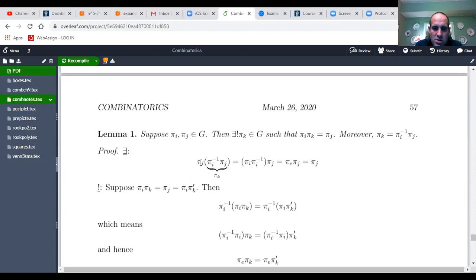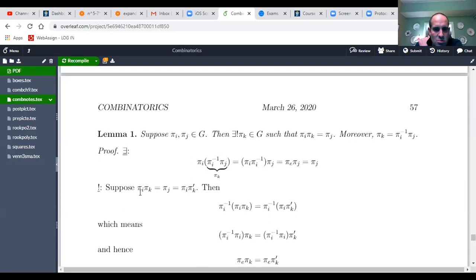Okay, so I want to show that there is something that I can operate π_i with that moves me to π_j. Well, let's try this thing out right here, π_i inverse π_j. Well, then I can reparenthesize. What is π_i inverse π_i? Well, it's the identity. Okay, and what's the identity operated with π_j? Well, it's π_j. Okay, so π_i operated with this thing gets me to π_j. So I have found something that works. That's existence. Well, what about uniqueness?